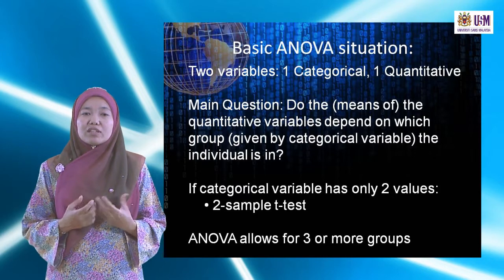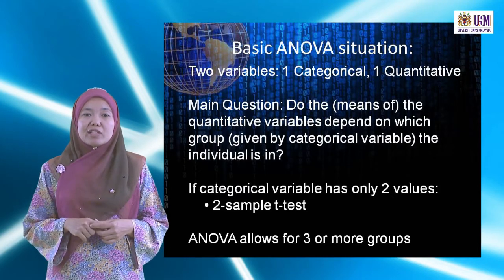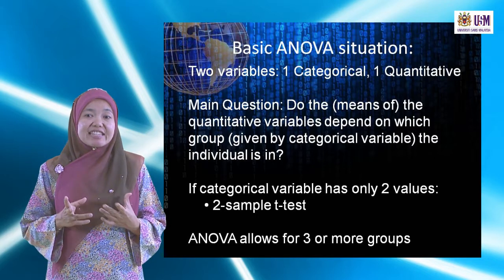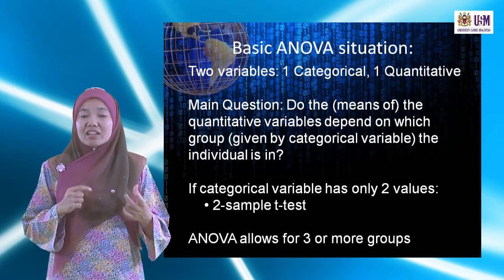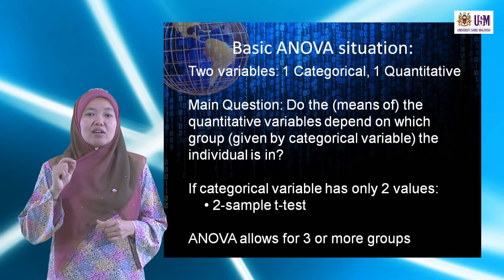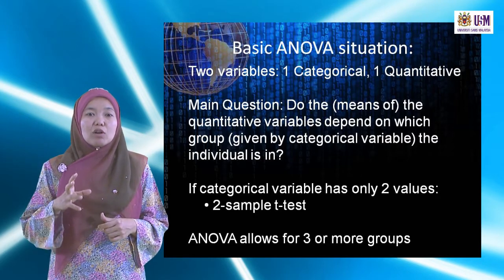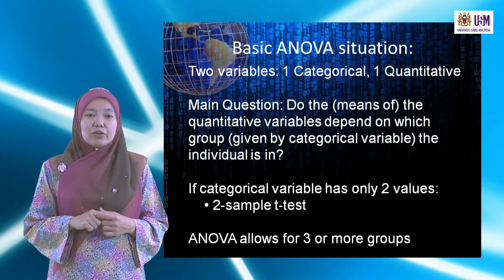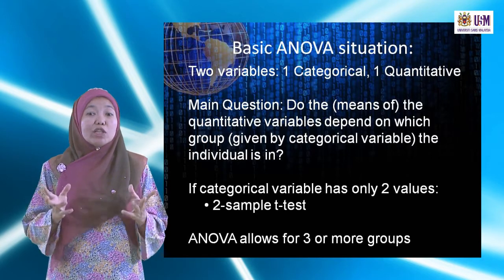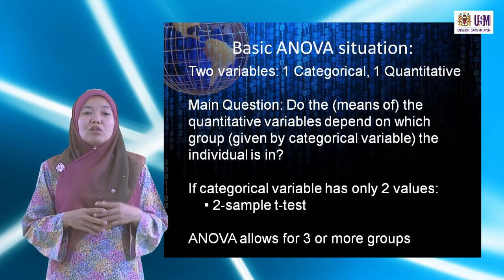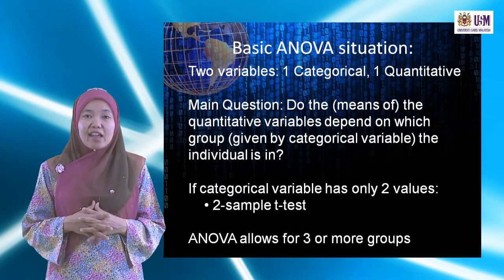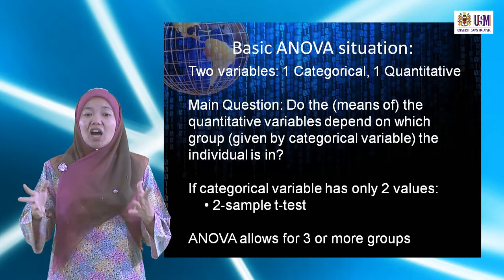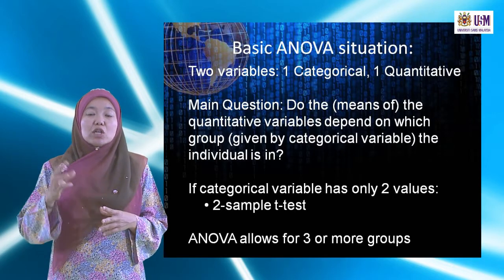Let's start with a simple case of two variables only. One of the variables is a categorical variable, while the other is a quantitative variable. The main question you need to ask yourself is, does the mean of the quantitative variable depend on which group, given by the categorical variable, the individual is in? If the categorical variable has only two values, as usual you can use a two-sample t-test, either for equal variance or unequal variance, or it can be a matched pair t-test. However, ANOVA will allow you to test for three or more groups.